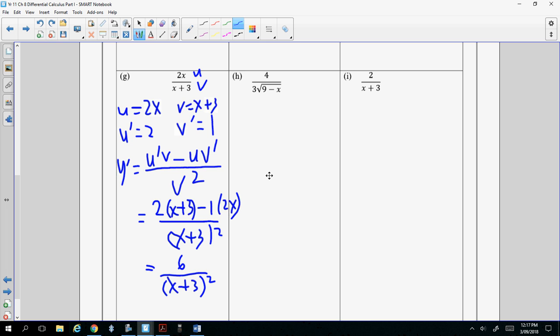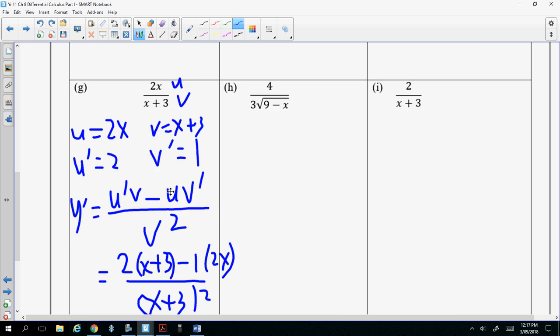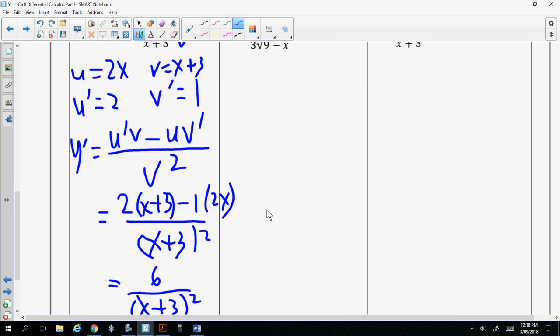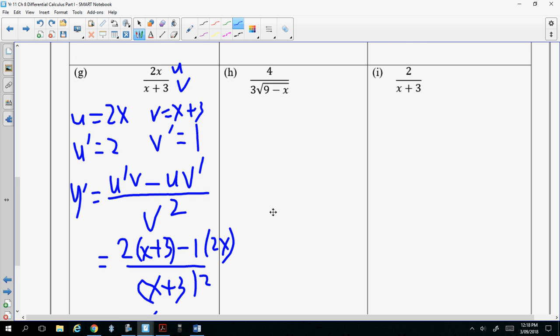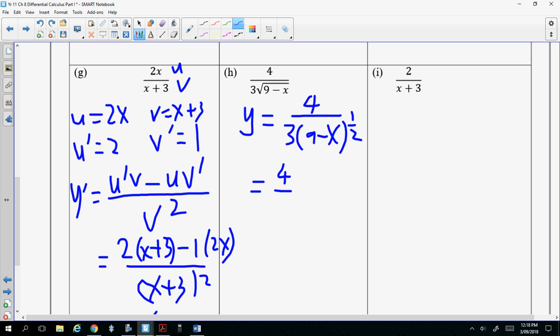Okay, good. Let's continue. All right, next one, y equals 4 over the square root of 3. What would you do for this one? What rule? Chain rule, yeah. So you have to do it slowly. Write that as 9 minus 6x to the power half. And then you bring that half up, becomes negative half. Make sense? Before you do the derivative.